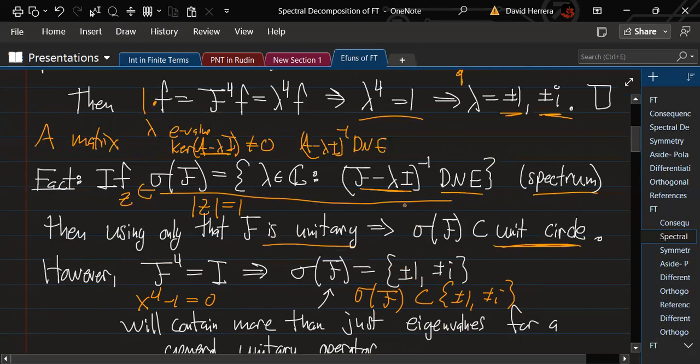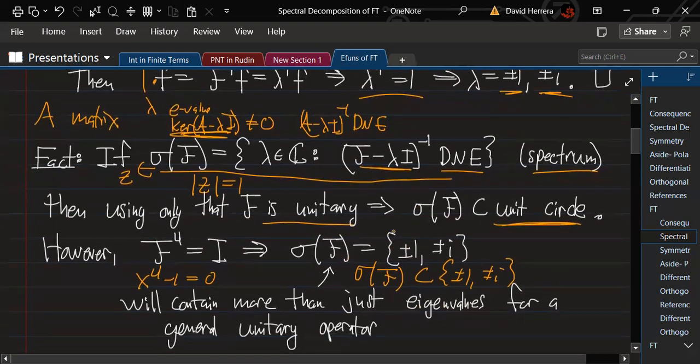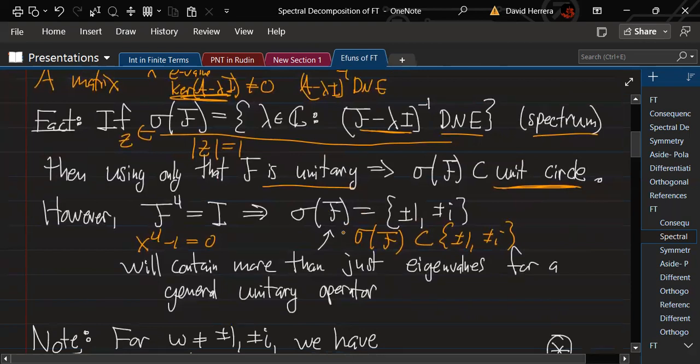And like I said, different from the way it is for bounded operators, it turns out it's just going to be related to the idea of eigenvalues. So we're actually going to show that these are actual eigenvalues. And that will show equality. In general, these things contain more than just eigenvalues. For a general unitary operator that's true, but for the Fourier transform, which satisfies this property, this turns out to just be the eigenvalues.